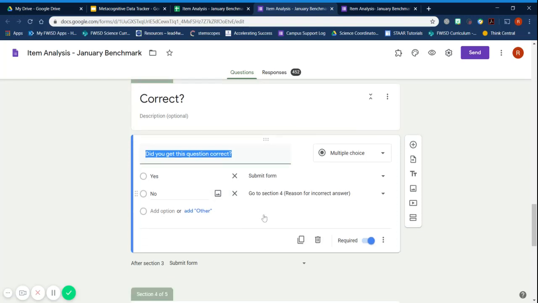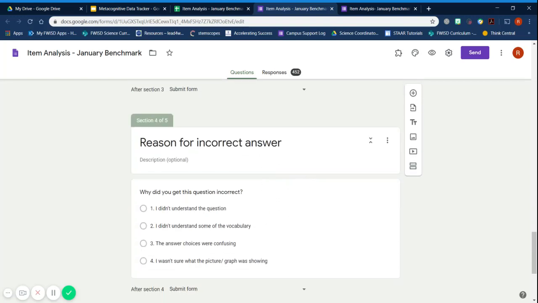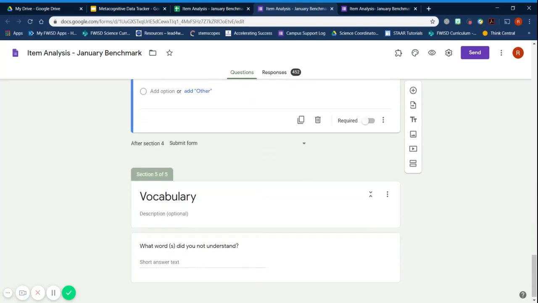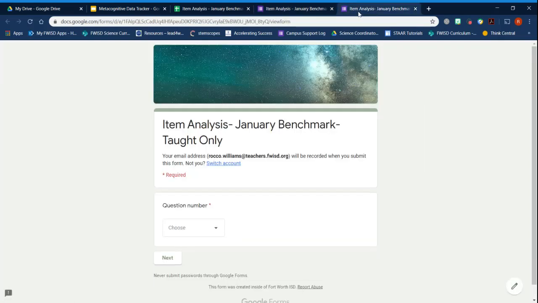If it says no, you can see it goes to section 4. Here's section 4. They have to put in why they got that question wrong. So we give them 30 seconds to think about each question and say, what is it about this question that really tripped me up? And then for the most part, they're done. There is one little variation. If they do select that it was vocabulary, we do have them go to one more section and just type in what was the word that tripped you up? What was the vocabulary word that you didn't know? And that's just more good data to collect.